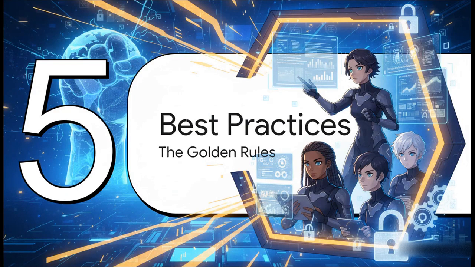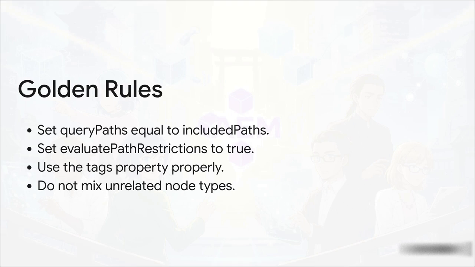Okay, bringing it home with Section 5, Indexing Best Practices, the golden rules. Because with great power comes the need for great optimization, right? Let's lock down the rules to keep your environments running perfectly. All right, rapid-fire golden rules for your index definitions. Number 1, always set query paths to equal included paths. Number 2, set evaluate path restrictions to true so you can enforce those path restrictions tightly. Number 3, use the tags properly. This stops the query engine from accidentally grabbing your custom index when an out-of-the-box one would do the job better.